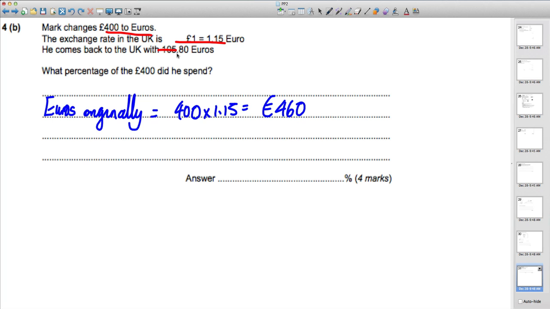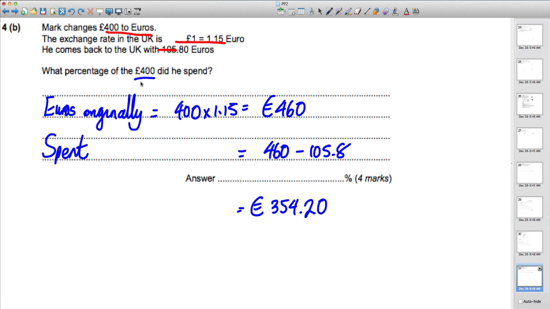He comes back with 105.8. So how much did he spend? Well, he spent the 460 he went with, take away the 105.8 he's left with. So he spent €354.20. What percentage of the £400 did he spend?